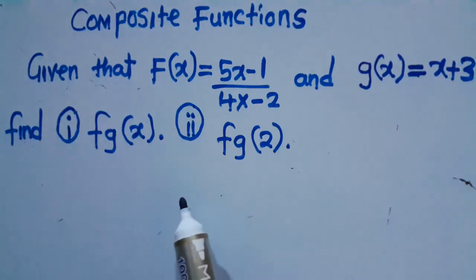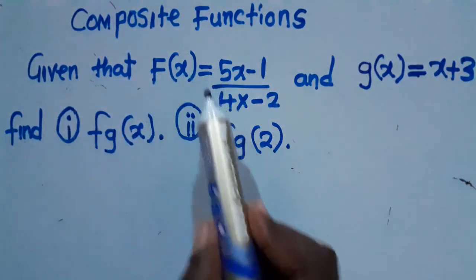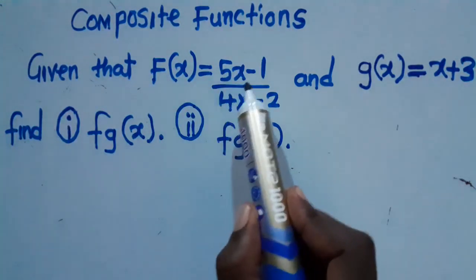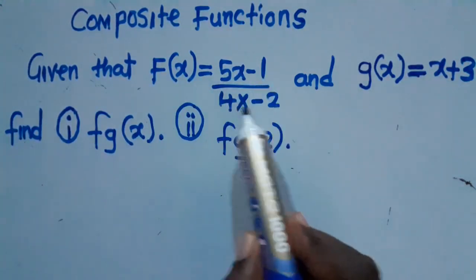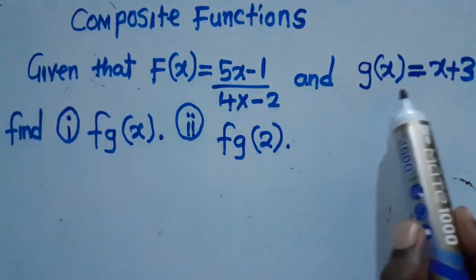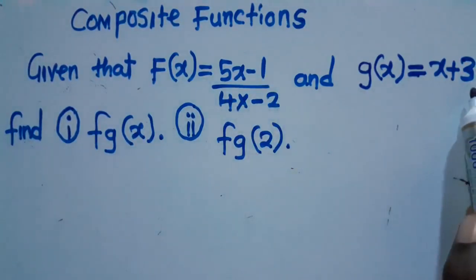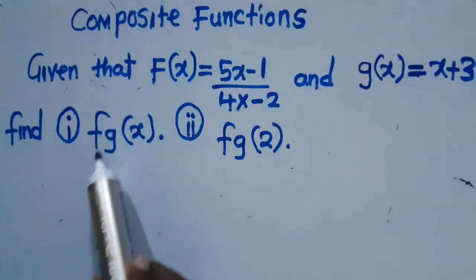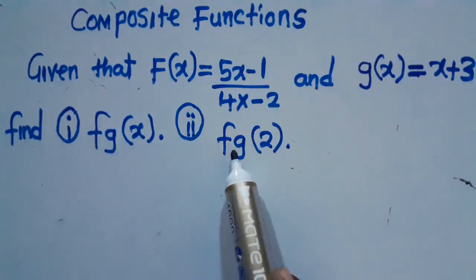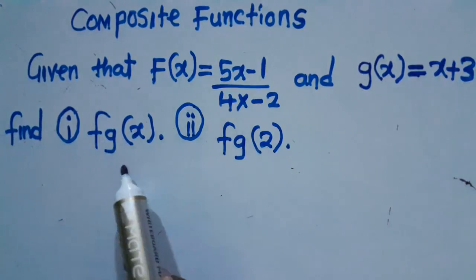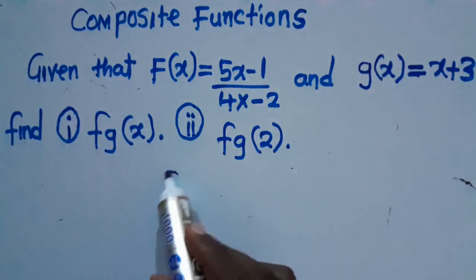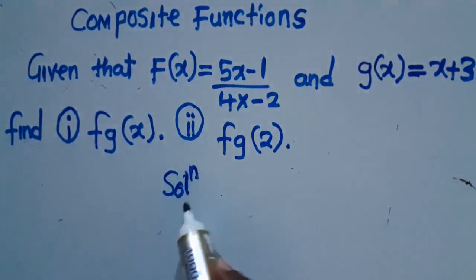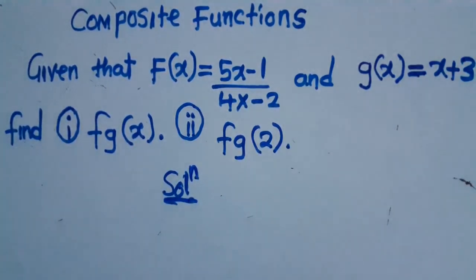So the question is saying, given that f of x is equal to 5x minus 1 over 4x minus 2 and g of x is equal to x plus 3. The first question is saying, find fg of x and fg of 2. These are two important questions that I want to revise with you. After this, I'll give you some questions to practice, to see if you're going to answer them. You can put your answers in the comment section if possible.